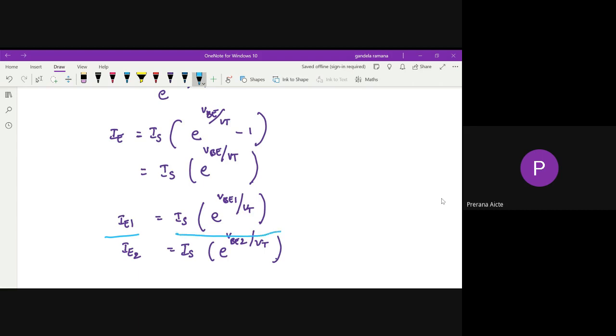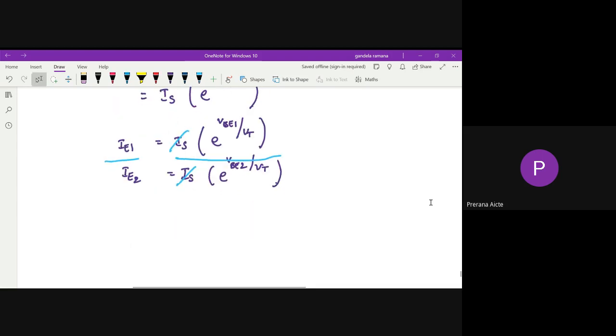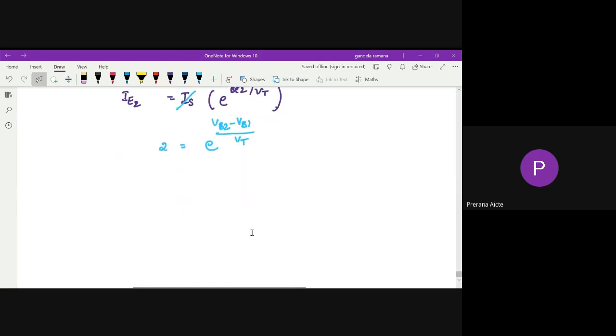So what happened? We get the second emitter current larger than the first emitter current. So here what you get is e power VBE2 minus VBE1 by VT. The second emitter current is larger than the first emitter current due to that reason, so what you have to calculate is VBE2 minus VBE1.